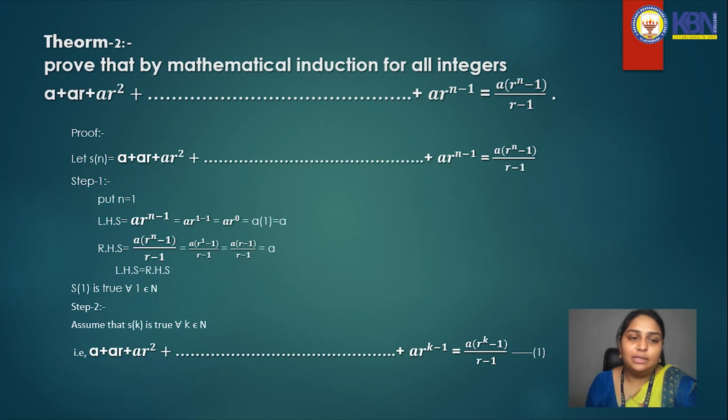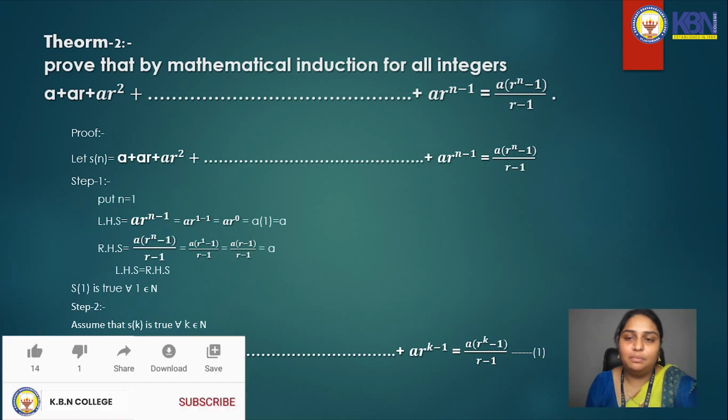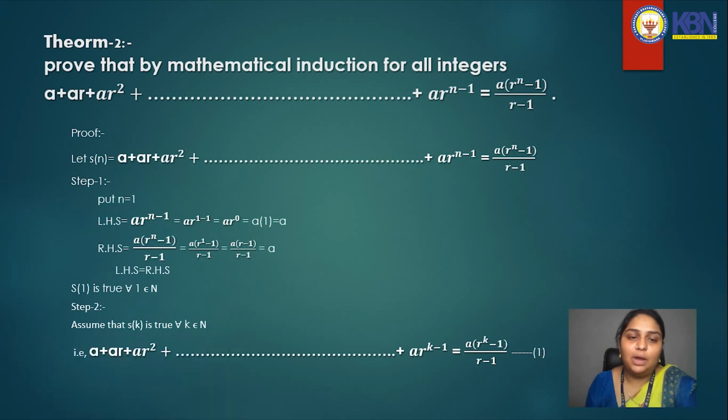Now we take the RHS. Here the RHS value is a into r power n minus 1 by r minus 1, which is equal to a into r power 1 minus 1 by r minus 1. R power 1 means r. Then we get a into r minus 1 by r minus 1. The r minus 1 in the numerator and the r minus 1 in the denominator get cancelled. Then we get the result a. Therefore, the LHS value is a and the RHS value is a. Therefore, LHS is equal to RHS. That means the given condition is true for 1 belongs to N. That is, S of n is true for n equal to 1, 1 belongs to N.